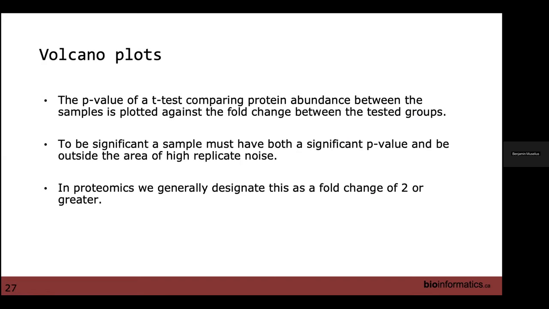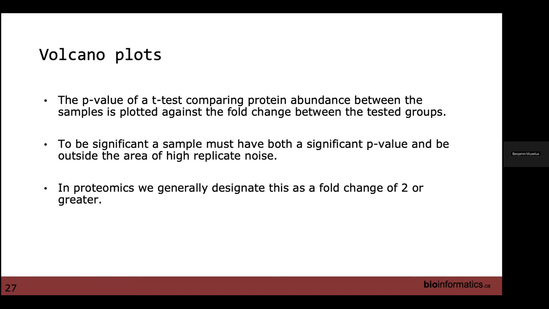Right. A favorite for presenting proteomics data is volcano plots. Volcano plots consist of a t-test comparing the protein abundance between two groups that you want to compare on one axis and the fold change on the other axis. The t-test takes into account things like our variance, whereas the fold change is a little bit more of a biological measurement.